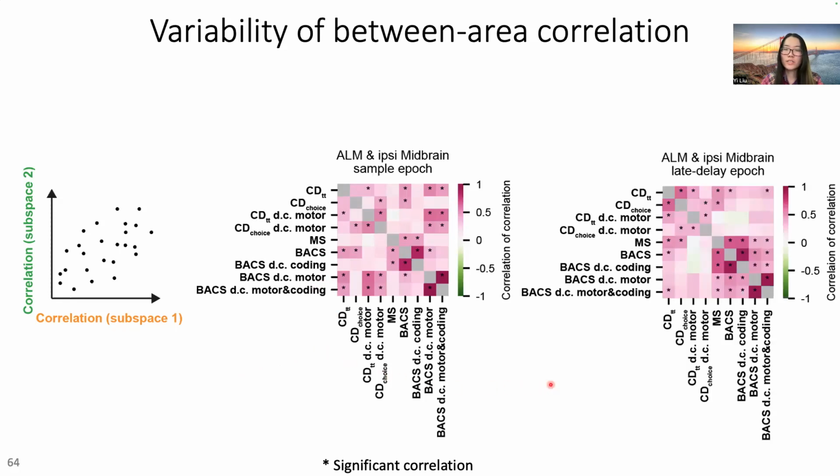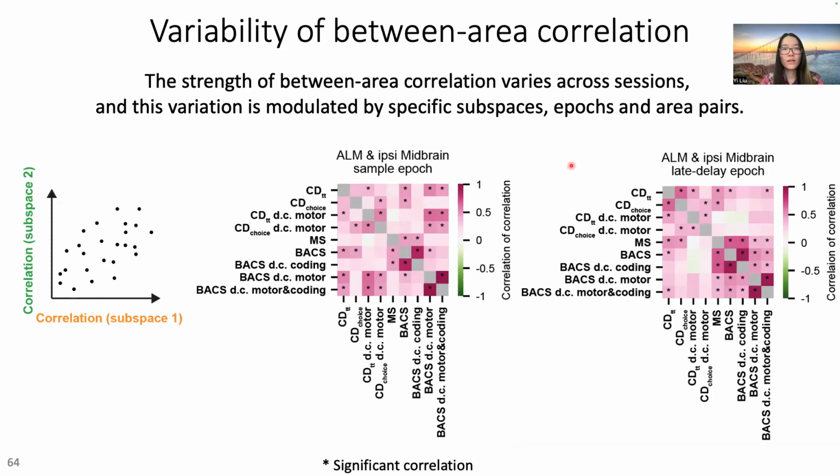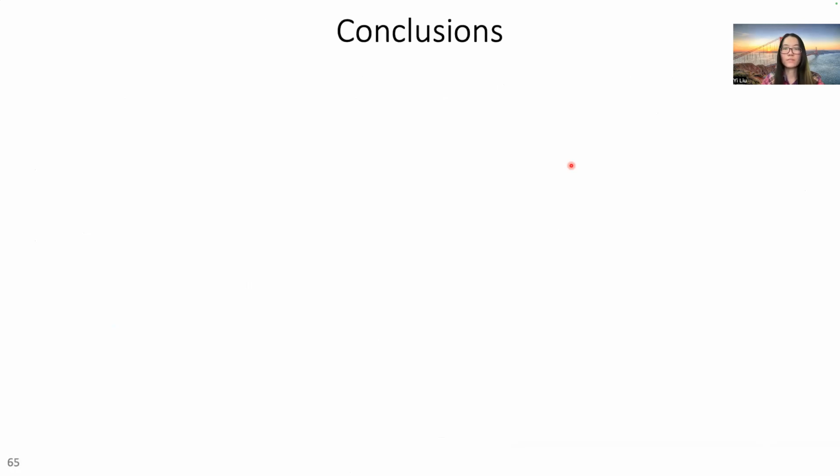And this matrix also changes across epochs. For example, at the delay epoch, it looks very different. For the sake of time, we're not diving into this analysis, but we found that the strength of between area correlation varies across sessions, and this variation is modulated by specific subspaces, epochs, and area pairs.